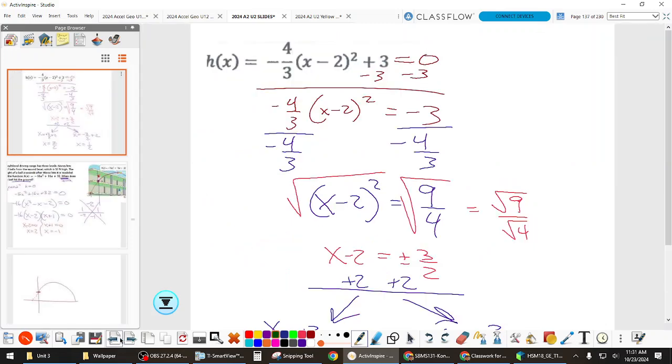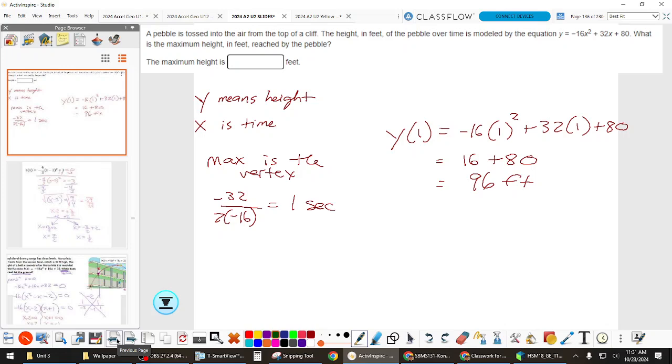Warm-up, the pebble toss. You could enter this and go find the vertex. It's probably not going to be super accurate compared to just solving for it, but you do have that option.